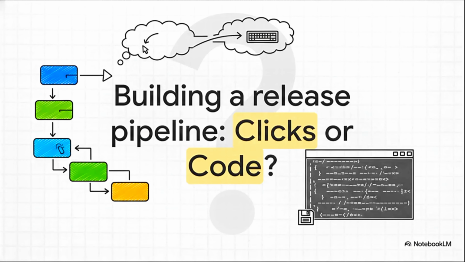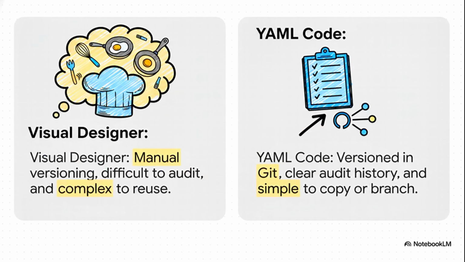Okay, so let's start with a really fundamental question, one that every single development team has to answer. When you set up your automation, how do you do it? Are you going to use a visual tool, dragging and dropping boxes, or are you going to write a file that defines the whole process in code? Believe me, your answer to that question has massive implications for your team's speed, its agility, and honestly, your ability to sleep at night. And this really illustrates the huge difference between the two approaches.